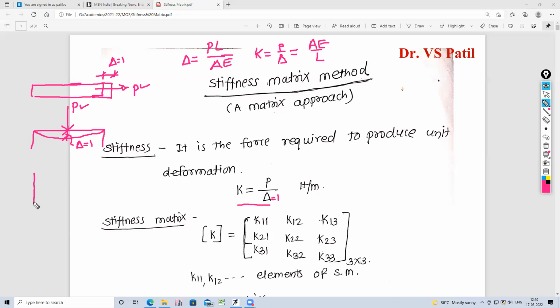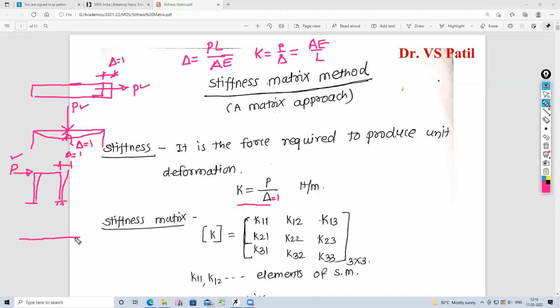The third type is called the lateral stiffness. In this case, the force applied is in the lateral direction. For example, a portal frame subjected to some lateral force. Then the deformation will be in the lateral direction, a lateral deformation delta. How much P force is required to produce this lateral deformation equal to 1? That is called the lateral stiffness.